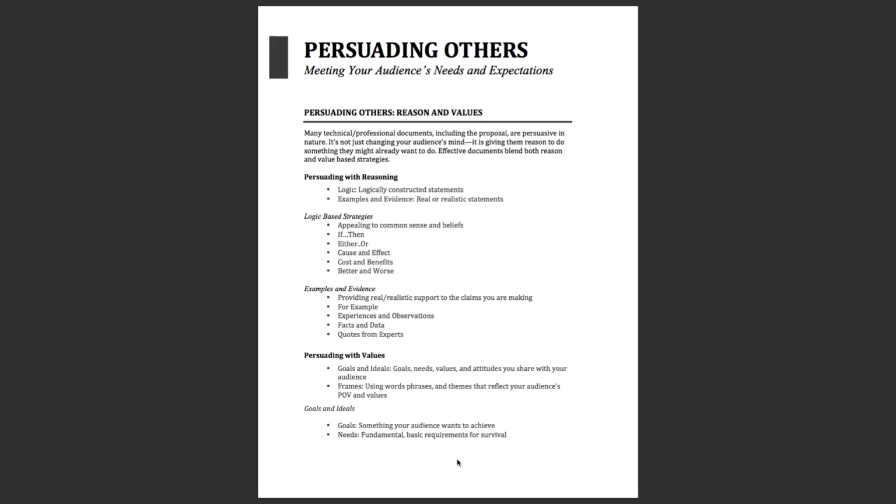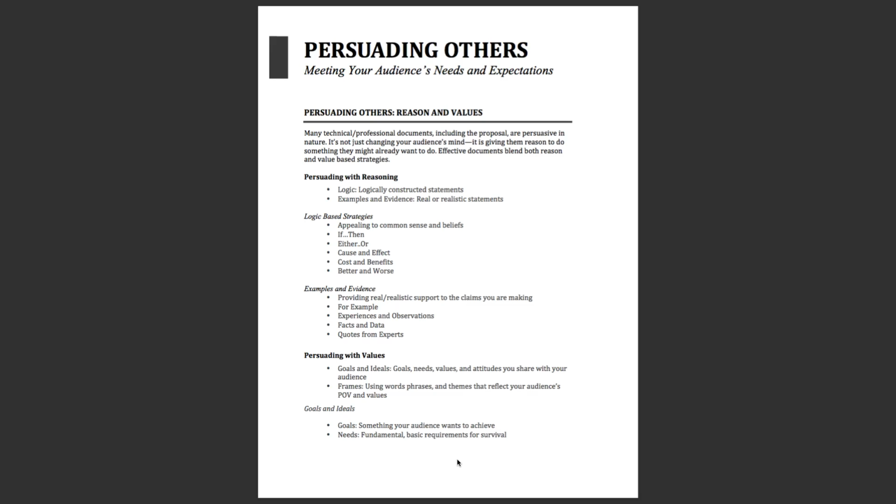When we persuade with reasoning, we're thinking of logos, if we're thinking of the three rhetorical appeals. So we're going to try persuading using logic or logically constructed statements. This can be using examples or evidence, thinking of real or realistic statements. Some logic-based strategies are if and then, or cause and effect, better and worse, costs and benefits.